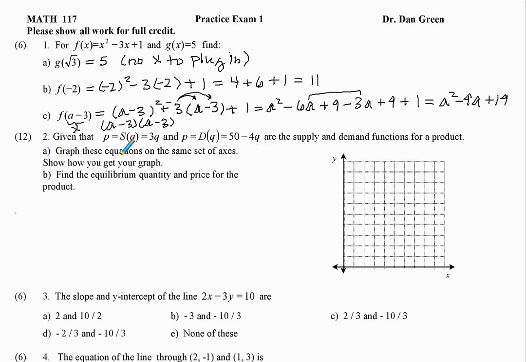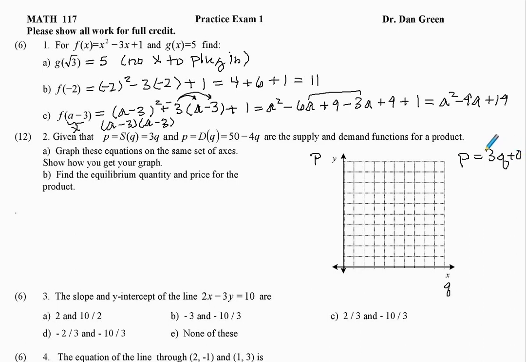First of all, we want to graph these equations on the same set of axes. So remember that the supply and demand functions are going to be intersecting lines. So let's start with the supply function here. So that's P equals 3Q. And here I've given you a grid with x and y axis, and if we look here, our q is acting like our x and our p is acting like y. So this is p here, and then q is down here. And that p equals 3q, you can think of as 3q plus 0.